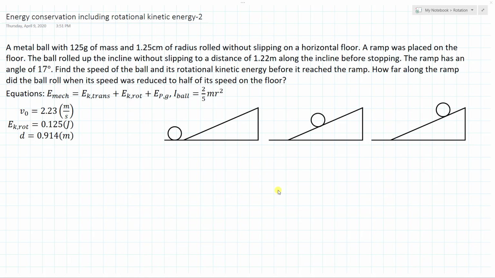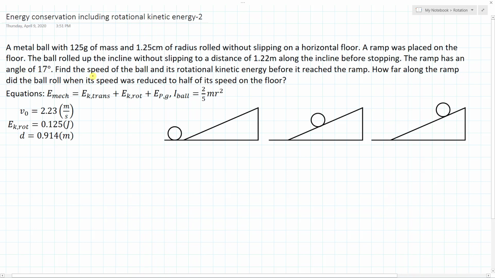Hello. Today we have a second problem on energy conservation, including rotational kinetic energy. We have a metal ball with 125 grams of mass and 1.25 centimeters of radius. It rolls without slipping on the horizontal floor, and a ramp was placed on the floor, and the ball rolled up the incline or the ramp without slipping to a distance of 1.22 meters along the incline before stopping. The ramp has an angle of 17 degrees.